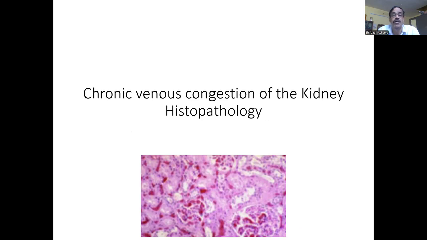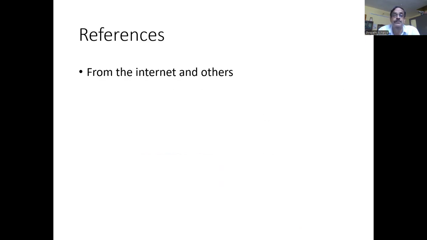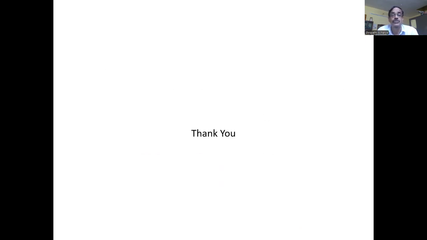This is another slide of chronic venous congestion of the kidney under the microscope. So today we have discussed histopathology slides of chronic venous congestion of the liver, spleen, lungs, and kidney.